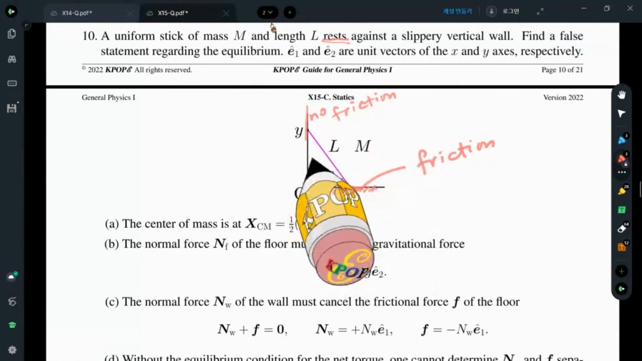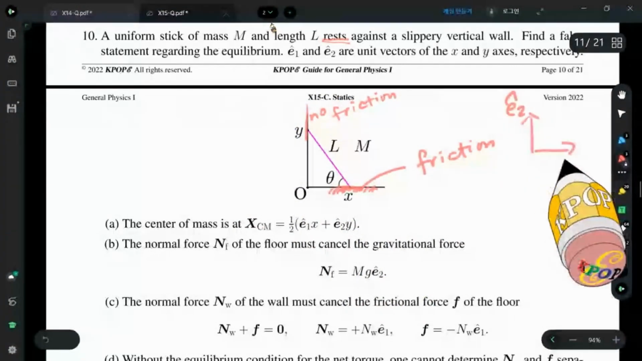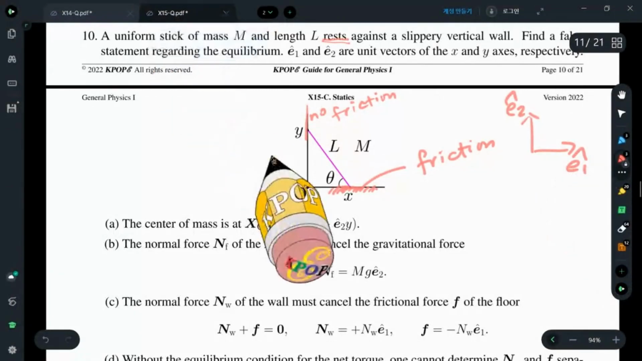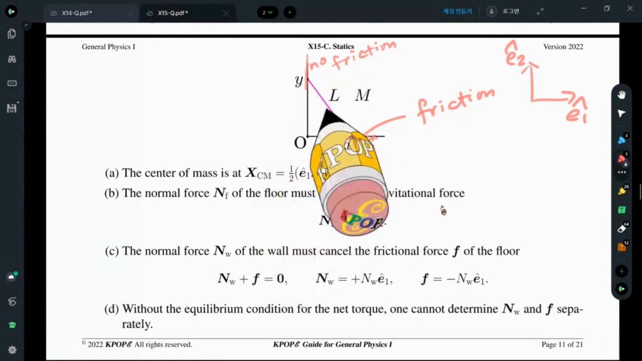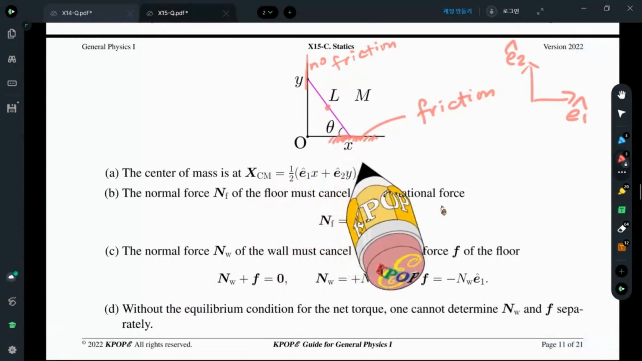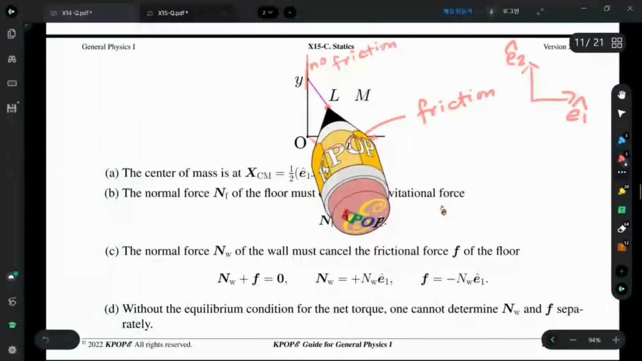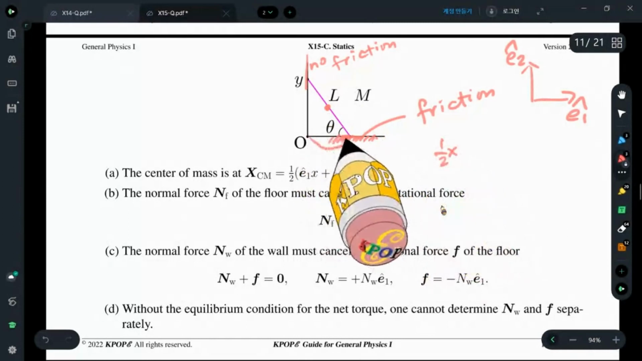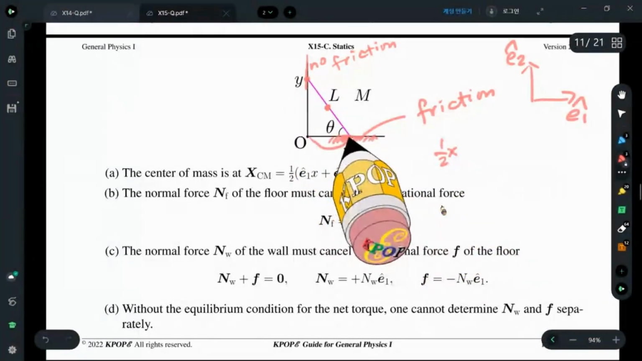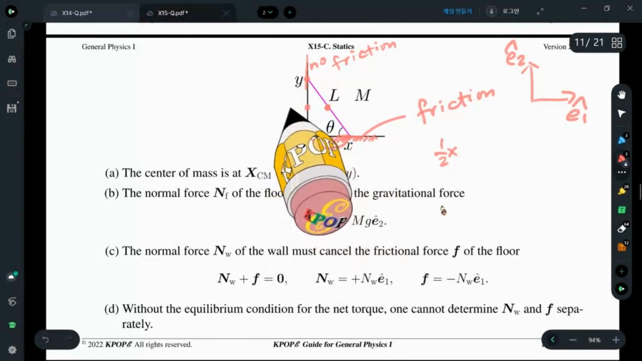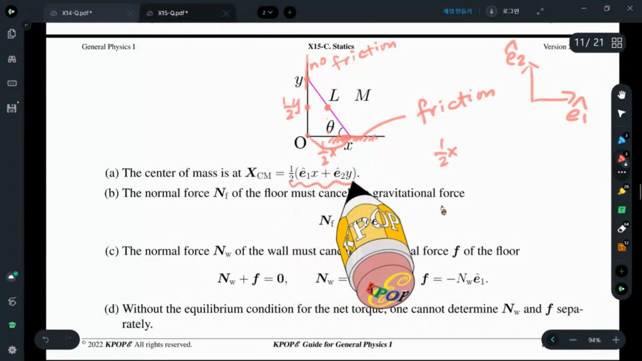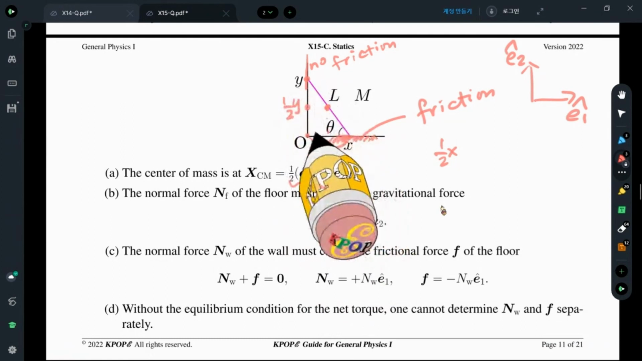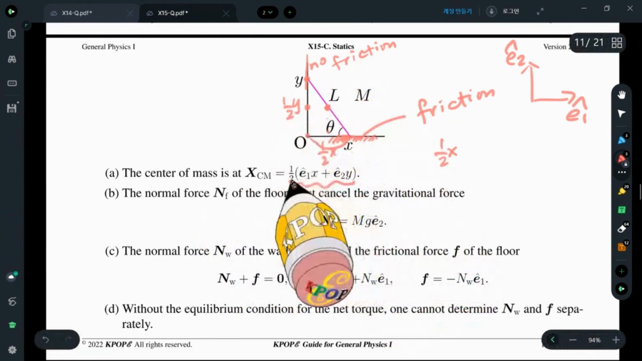E1 and E2 are unit vectors, E2 hat and E1 hat as given here. First of all, it is a uniform stick, so the center of mass should be at the center. What is the coordinate? This is X, and this should be 1/2 of X as the x coordinate. The endpoint is Y, and this is 0, so the center point is 1/2 of Y. So 1/2 of Y, 1/2 of X. This is the center of mass. You could have integrated to find the center of mass, but for this trivial problem, the center of mass is just at the center and the coordinates are given like that.